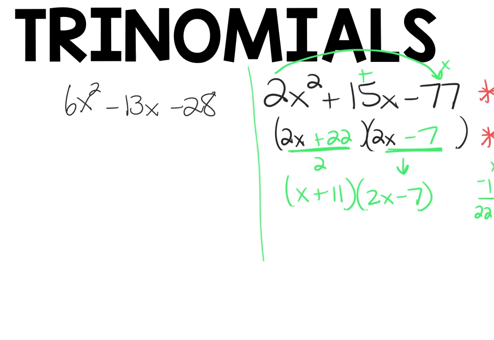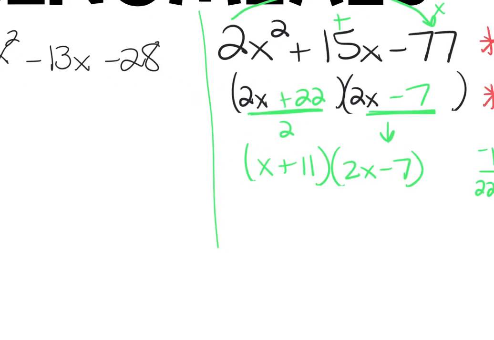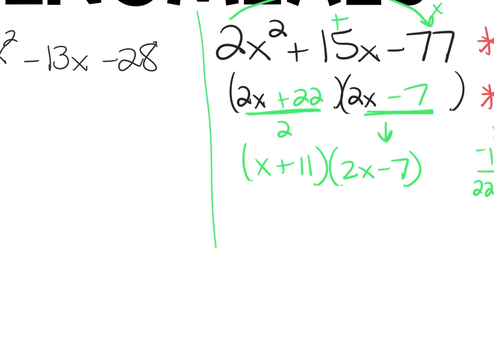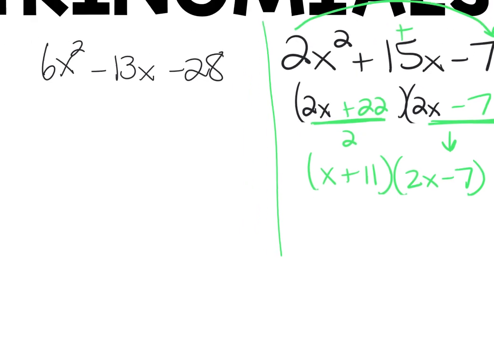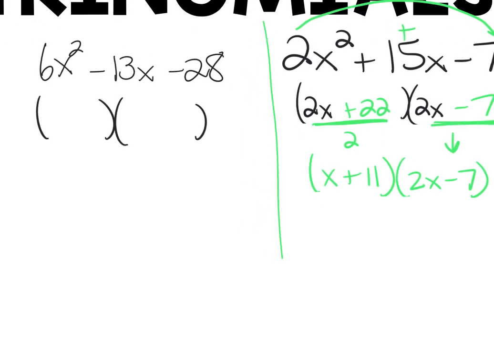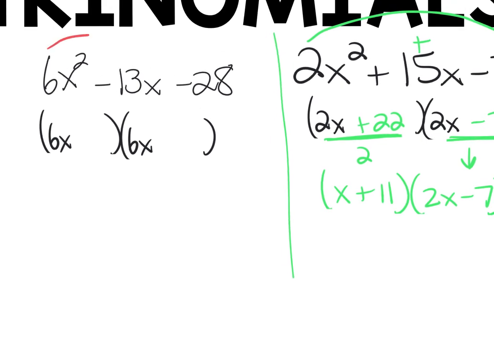So it's 6x squared minus 13x minus 28. This guy does not have a greatest common factor. So you have to start this out with doing 6x and 6x. Those mystery numbers, A times C. We've got to go 6 times, we're going to get a big number again. The mystery numbers have to multiply to be negative 168, and we add to the middle. This is where you've got to kind of test it out, see what it is.